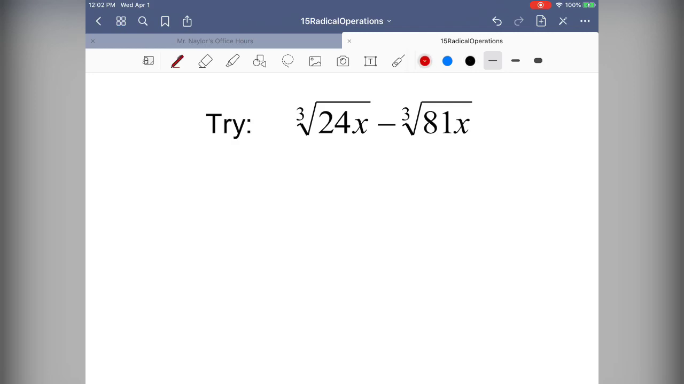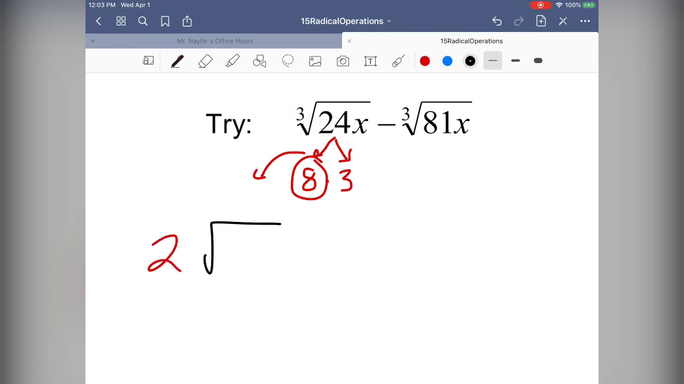All right, so yes, you want to be splitting up 24. The reason that we want to do that is because there's a perfect number inside of 24. It would be the number 8. The 8 is able to do a cube root, and it's able to come out as a 2. It does leave behind the 3, and that x was not big enough to come out.